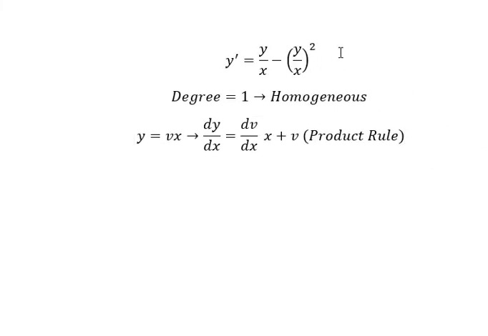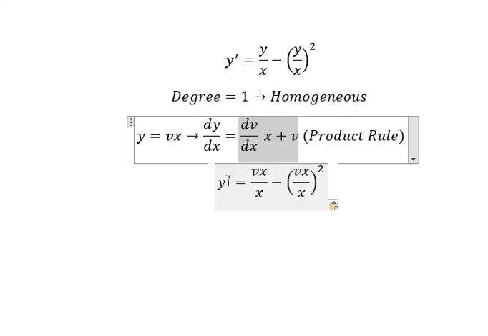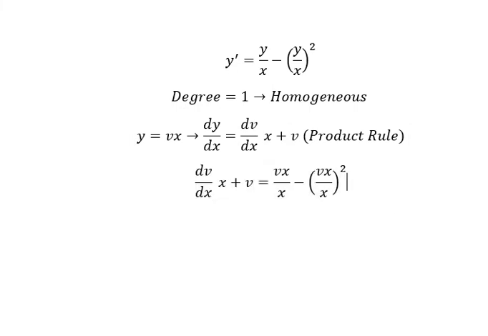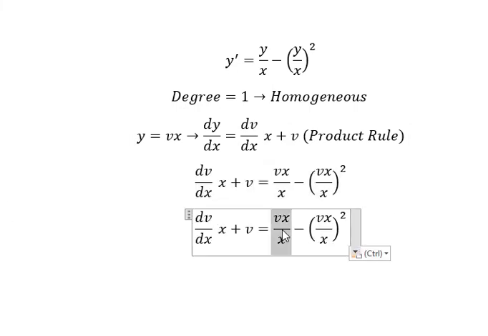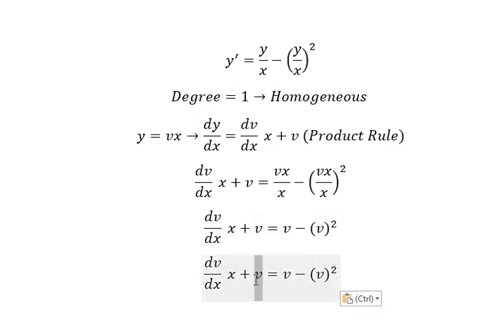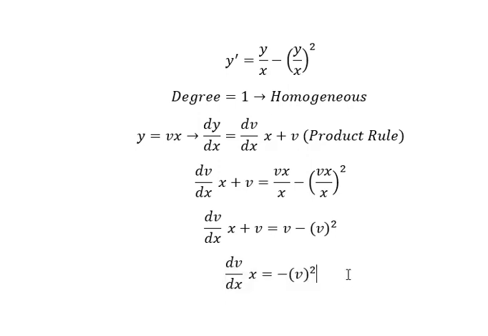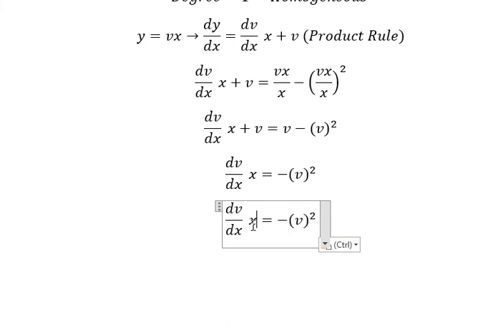So y I change for vs. This one I change for this one. Now we simplify s. So v I will put in here, so we have negative v. So v minus v we cancel. So v square I will put on the left, ds and s I will put on the right.